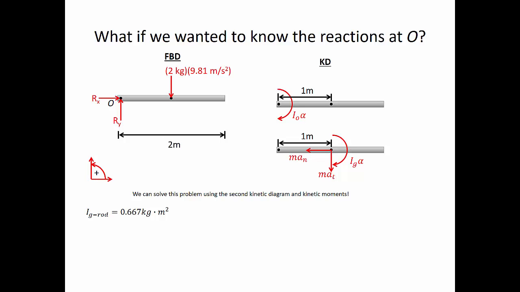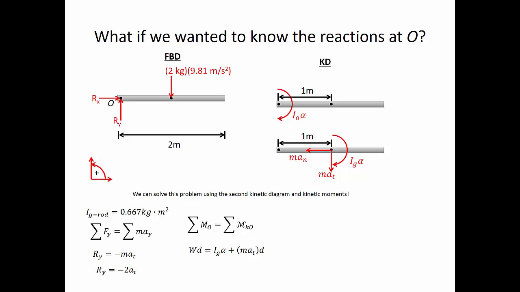Using the conventional notation for positive and negative, we can sum the forces in the y direction, which is equal to the mass times the acceleration in the y direction. In this case, the reaction at y would be equal to the negative mass times the tangential acceleration, since it's pointing downward. So our reaction at y is equal to minus 2 times the tangential acceleration. We can also sum the moments about an offset point, which is equal to our kinetic moments.